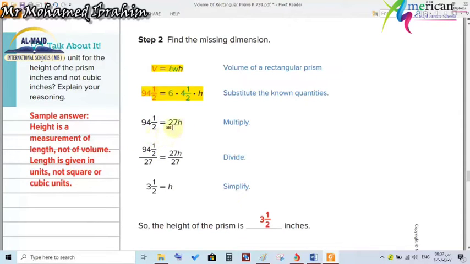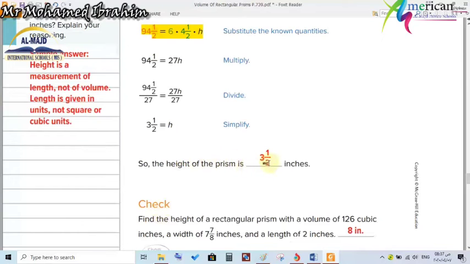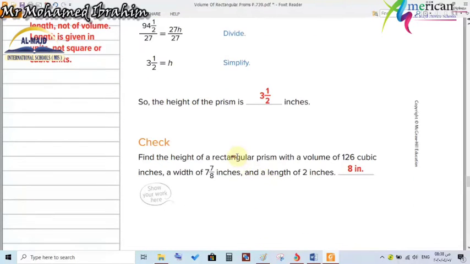We need to get rid of this 27. We need to find the height, so we need the height alone at its side. So divide both sides over 27. Very good. h equals 3.5. So the height of the prism is 3.5 inches.